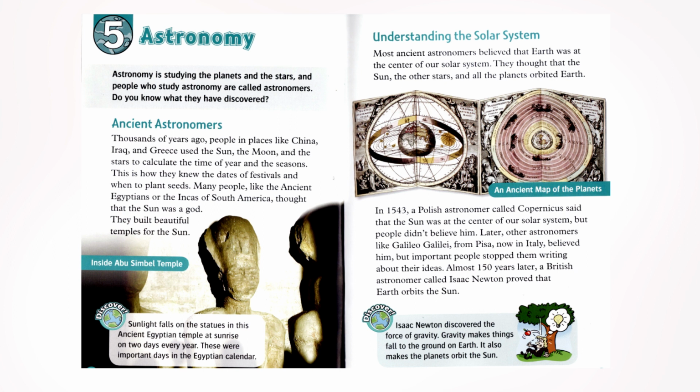Later, other astronomers like Galileo Galilei from Pisa, now in Italy, believed him, but important people stopped them writing about their ideas. Almost 150 years later, a British astronomer called Isaac Newton proved that Earth orbits the sun. Isaac Newton discovered the force of gravity. Gravity makes things fall to the ground on Earth. It also makes the planets orbit the sun.